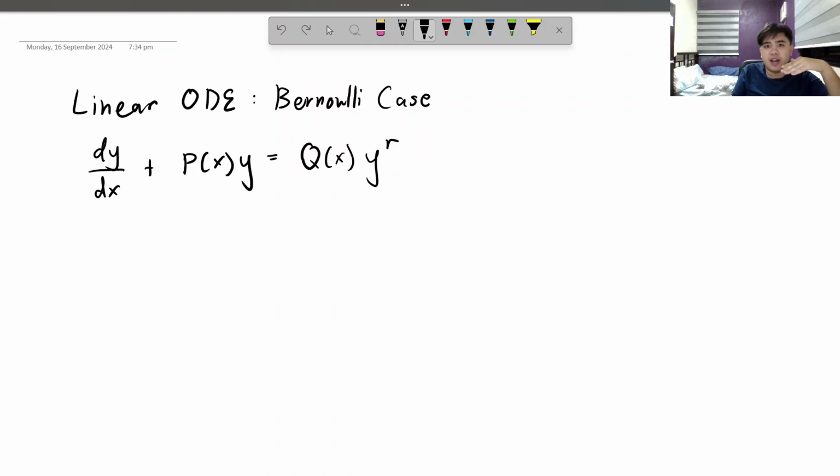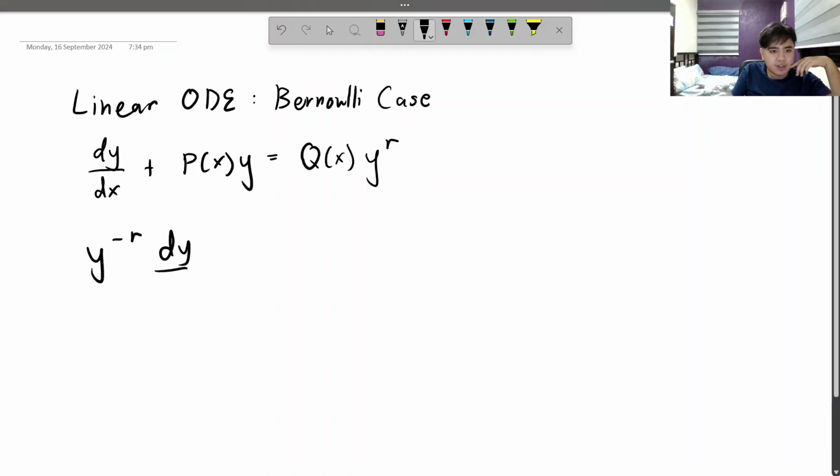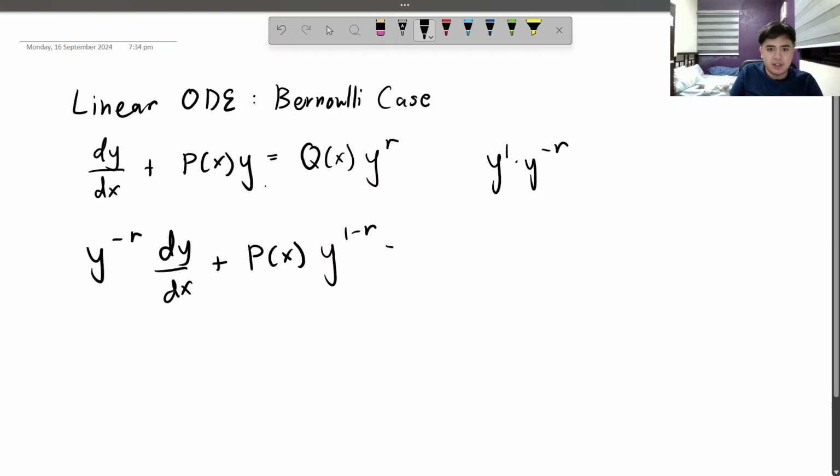Let's try dividing both sides by y to the r. So this then becomes 1 over y to the r, or let's make it easier, y to the negative r, and then dy over dx, plus p of x, and then since we are multiplying this by y to the negative r, y times y to the negative r, this is y to the 1 times y to the negative r. We just have to add the exponents here, so we get y to the 1 minus r. And then the right side is q of x.